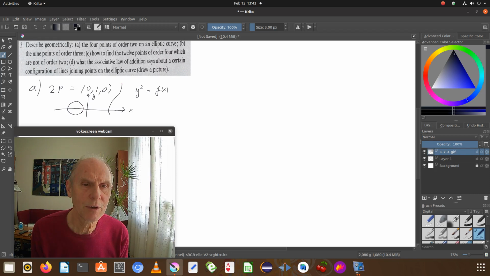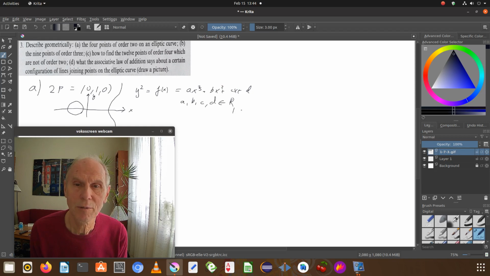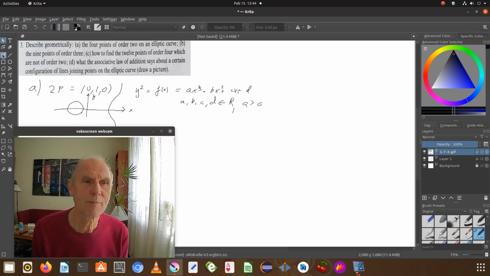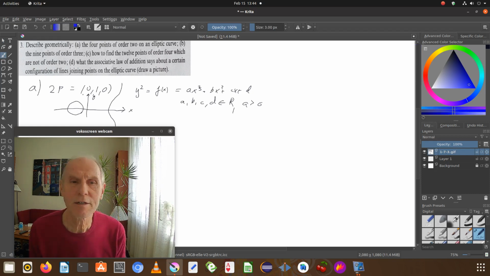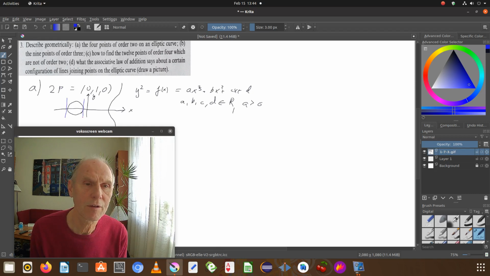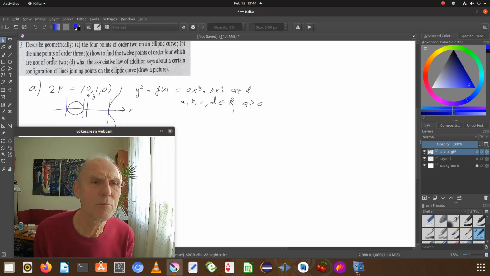And now if the coefficients are real, a real and a positive, then it will look like this, and at the roots we have vertical tangents, and they intersect the curve at infinity. So that's A.